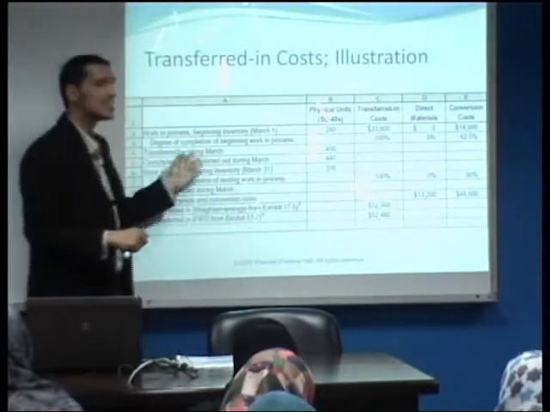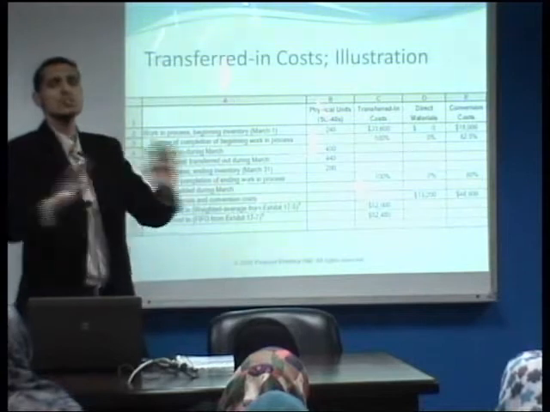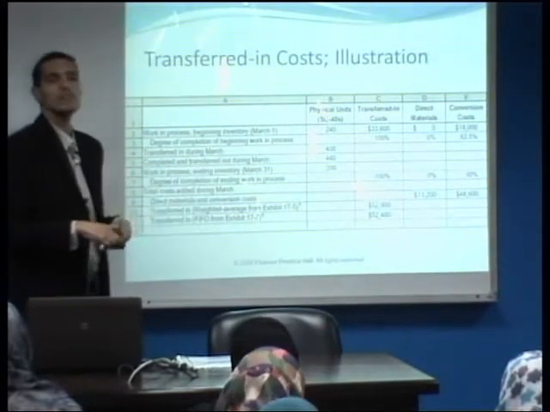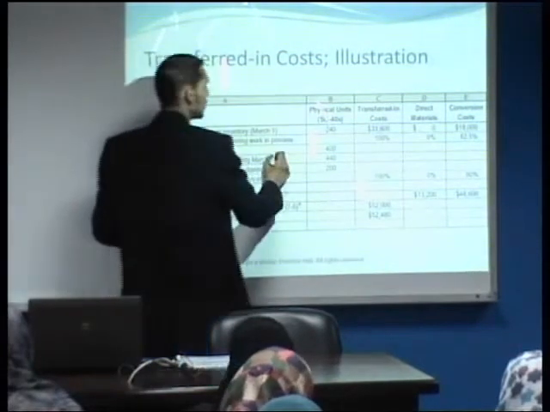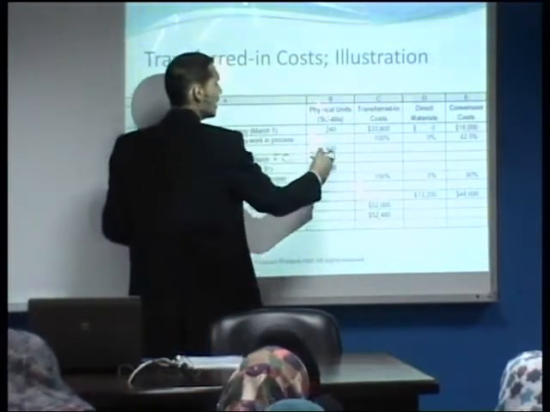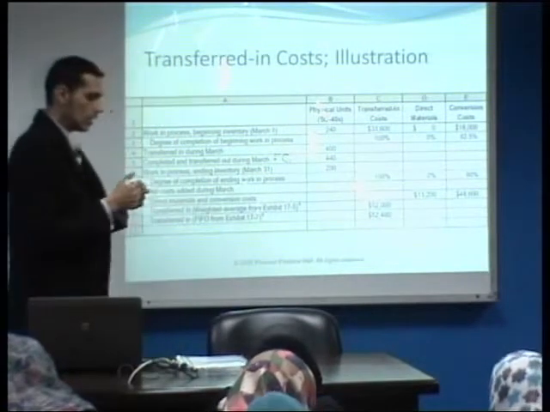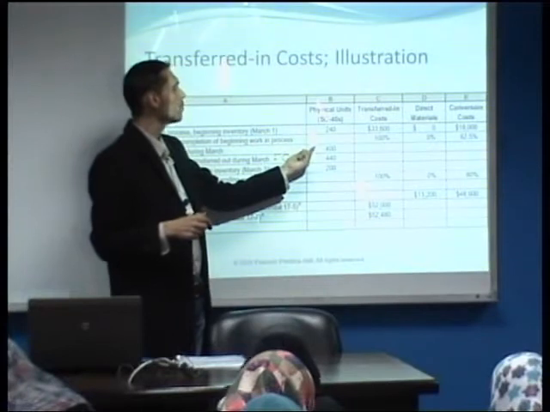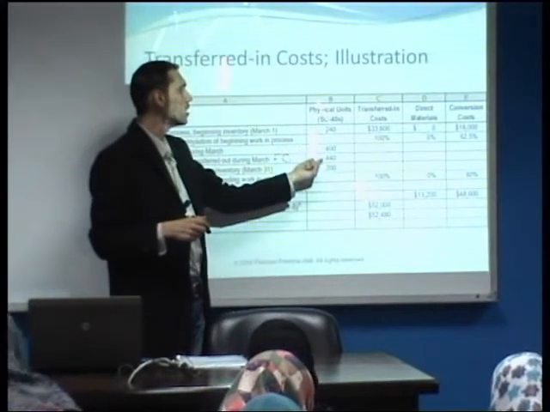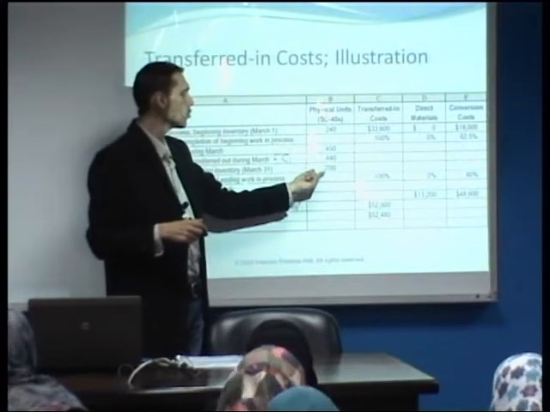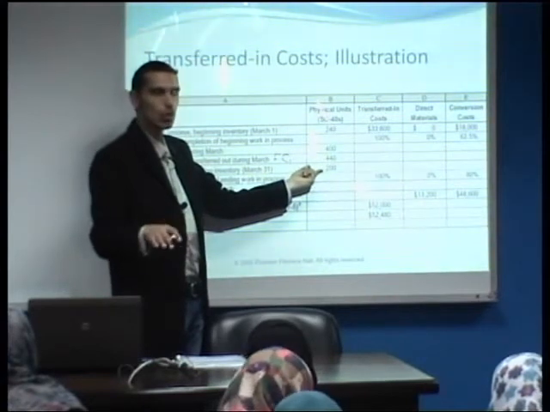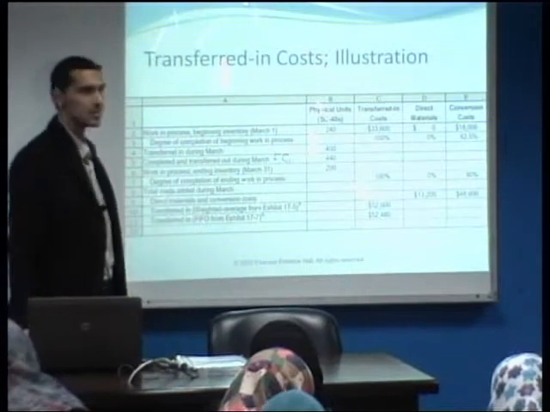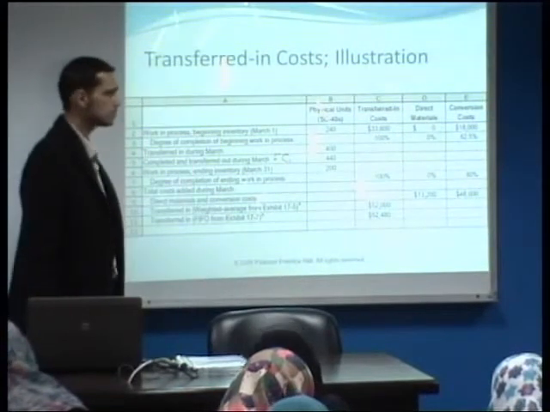Of course, here the testing department is the last production process. Therefore, we could say that the completed and transferred out units are finished goods. Therefore, the finished goods here in March would be 440 units. Of course, from the 640 units, if 440 were finished, therefore 200 would stay in the manufacturing process as ending work in process.